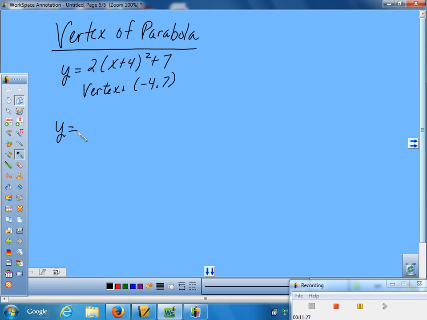Okay, we're going to probably get bad numbers here because I'm inventing this. If I give you 3x squared minus 15x plus 4, and I say, where's the vertex on that one? How do you do it when it's in standard form? I give up. Okay.